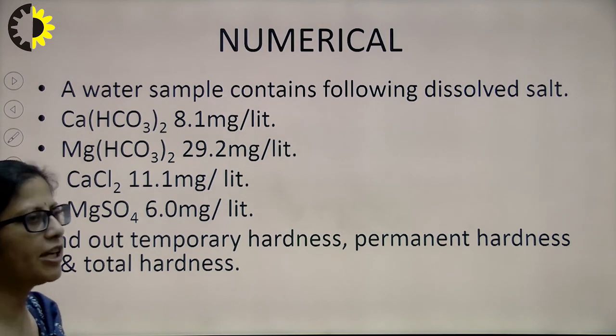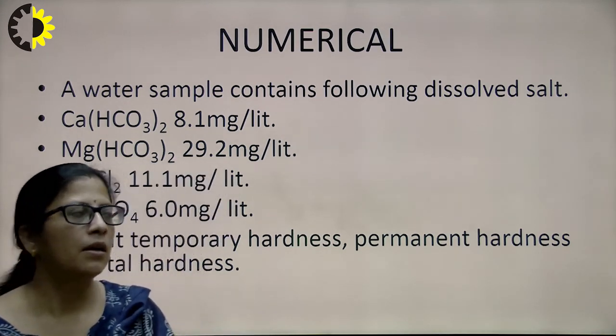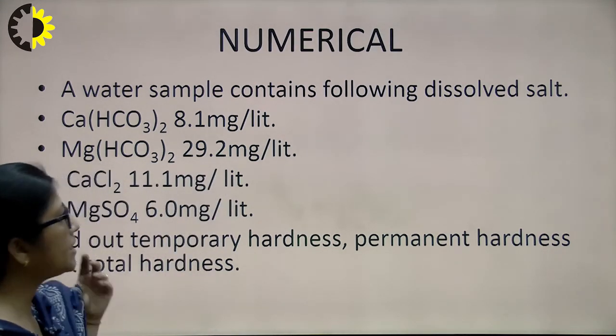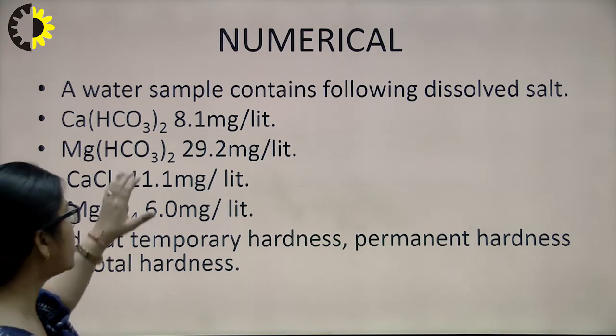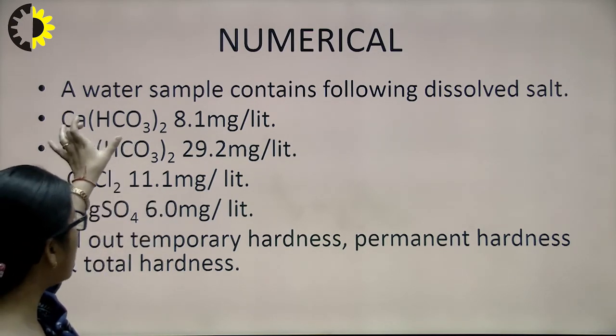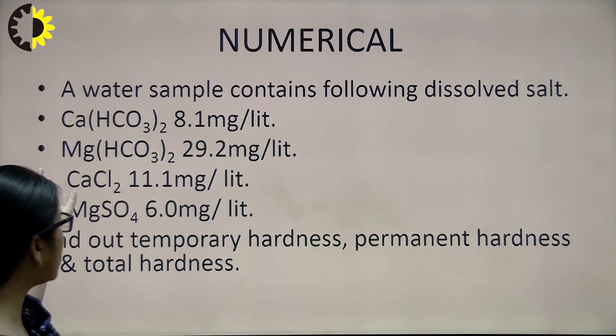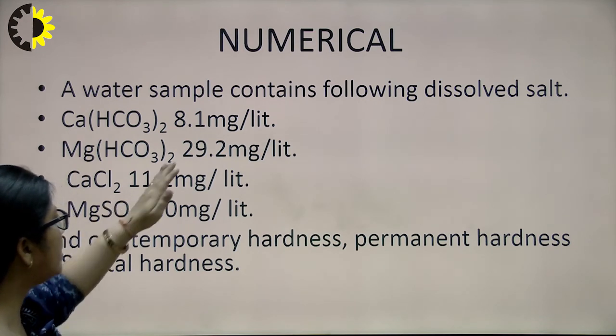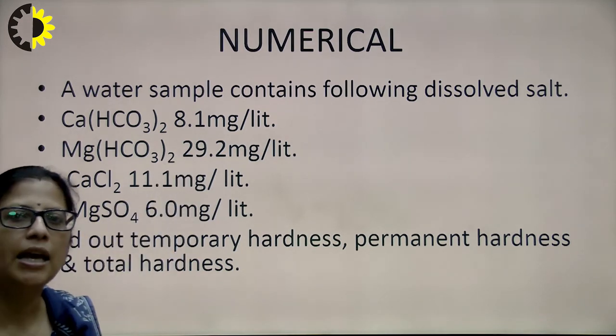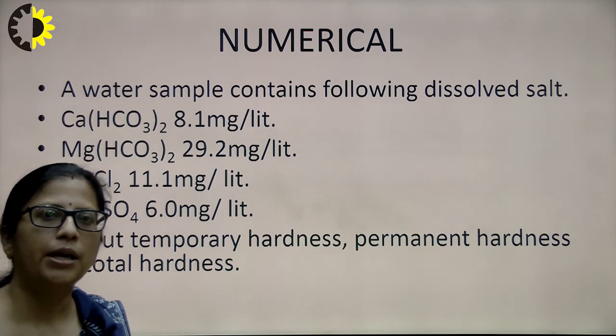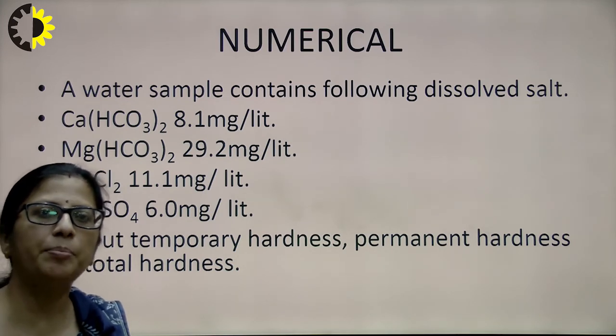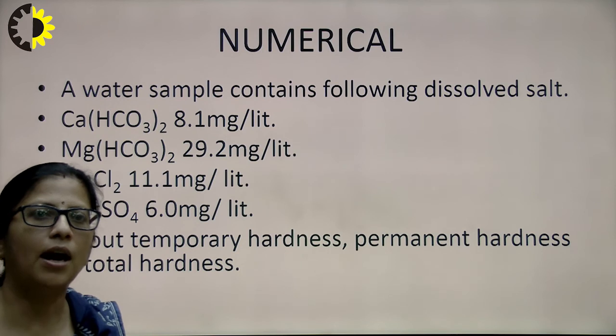Now, I have taken one numerical. The water sample contains the following salts. It contains calcium bicarbonate, magnesium bicarbonate, calcium chloride, magnesium sulfate, and these are the amounts which are present per liter of water. Now, we have to calculate the temporary, permanent and total hardness.